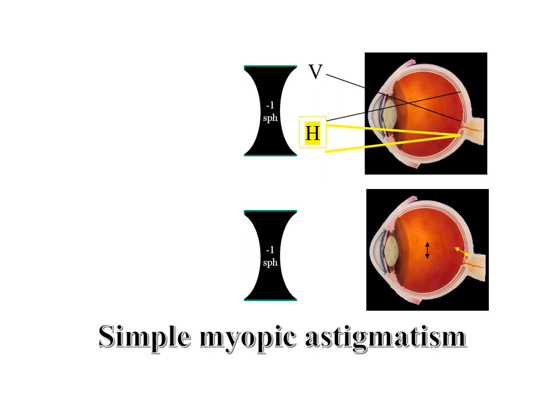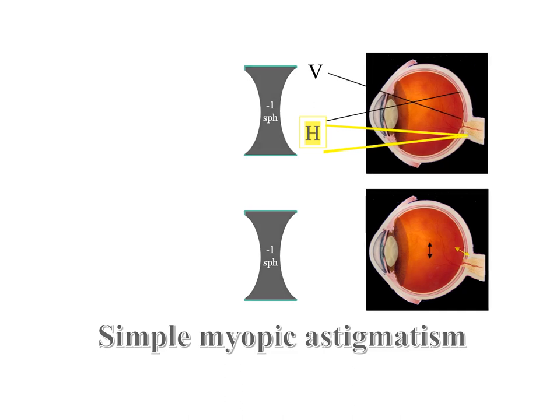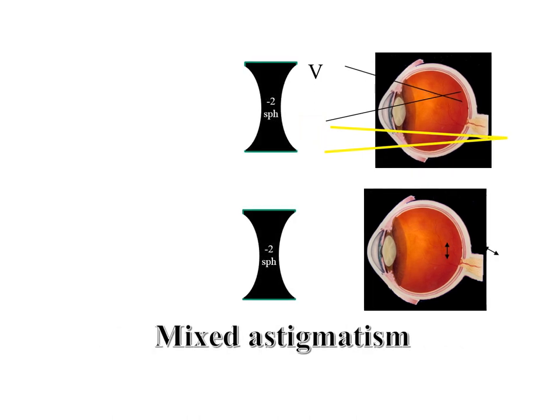If we apply a spherical lens, it will push everything back, all the meridia to the same degree. Now we manage to have the horizontal on the retina, so we change this situation into simple myopic astigmatism. With more power, we now have one meridian on the myopic side and the other on the hypermetropic side. This is mixed astigmatism.